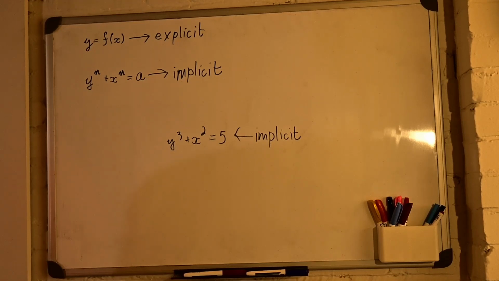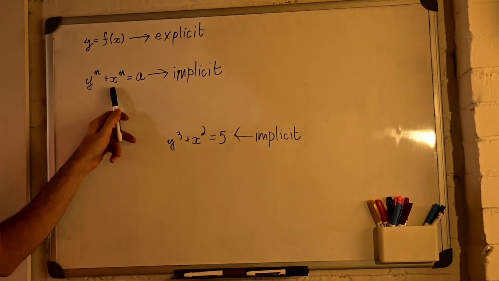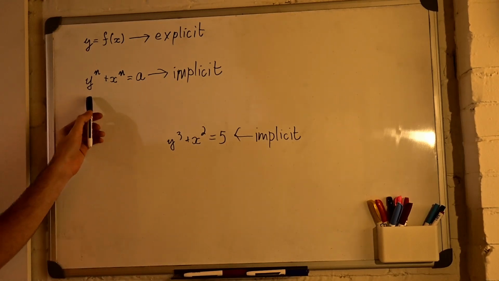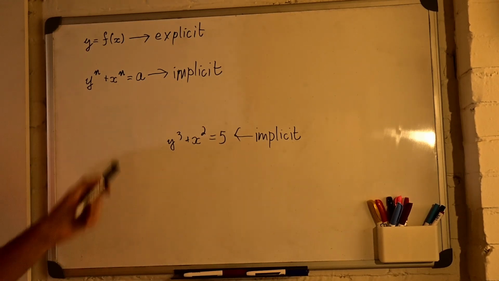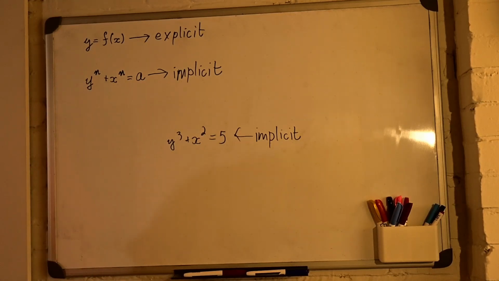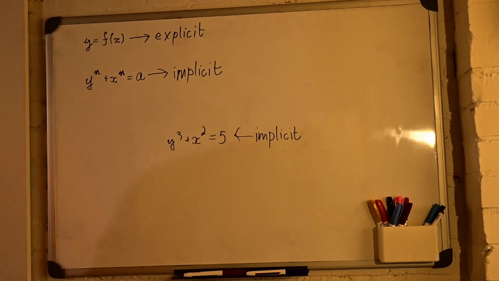Implicit's a bit different. Implicit functions use two variables. So what you'll probably see, in most, not super advanced classes, is y to the power of n. So y to the power of whatever. n just means any value: y cubed, y to the fifth, y to whatever. And also x to whatever, and that will equal something. It could equal 0, it could equal a number.